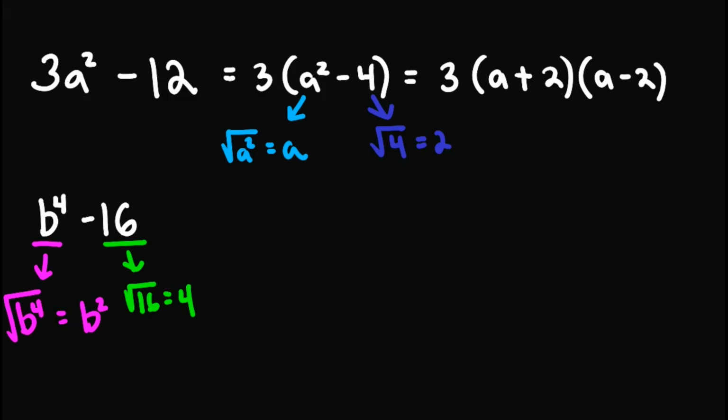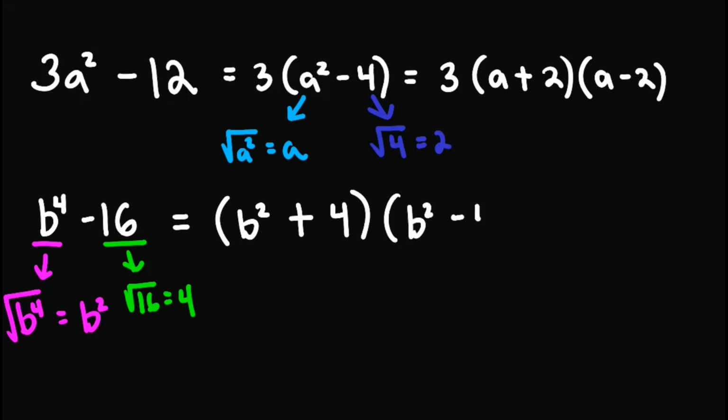And so, I forgot, but also the operation is subtraction. So we can clearly use the difference of two squares. So this one will be equal to the square root of the first term, which is b squared, plus the square root of the second term, which is 4, times b squared minus 4.